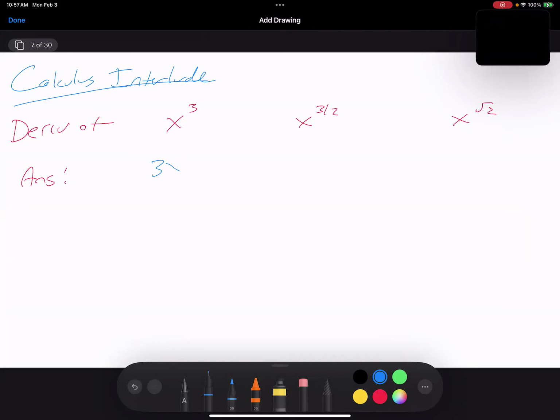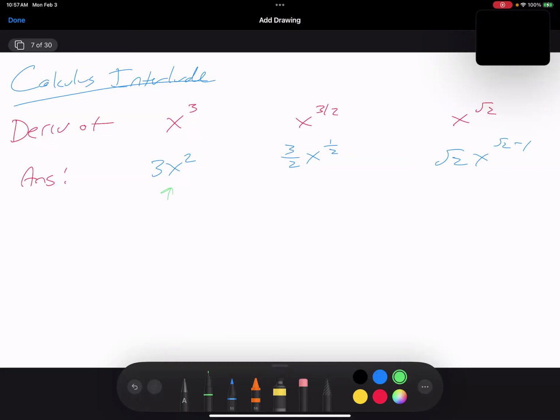3x squared. Yeah, subtract fractions. To the 1/2. To the 1/2. And the other one? 2x. Right. The proofs are all very different.